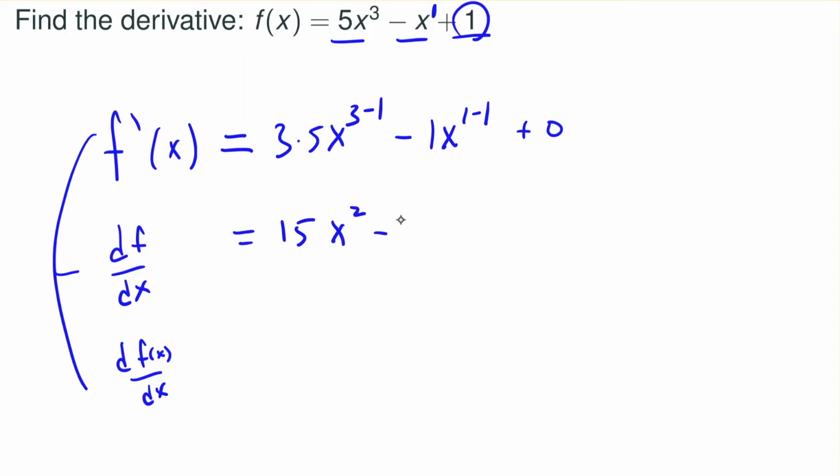Now this is minus 1. x to the 0 power is 1. So here we just have negative 1. And the derivative of 1 is just 0. So this is the derivative of the function f of x, which also represents the instantaneous rate of change.